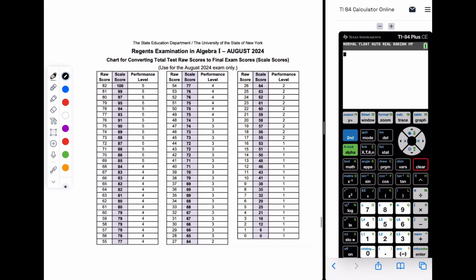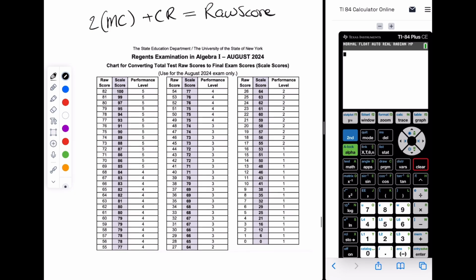Okay, this is it. This is our conversion chart. You're going to take your multiple choice questions, all the multiple choice, and you're going to multiply those by 2, however many you got correct, and then you're going to add all your constructed response points together, and that is going to give you a raw score. Then you're going to use this chart to figure out what your Regents score would be. And in order to score at least a level 3 on the Regents, you needed 28 raw points. That's it. So either you got all 14 multiple choice questions correct, or some type of combination of multiple choice and constructed response. That's what you would need to get a level 3.